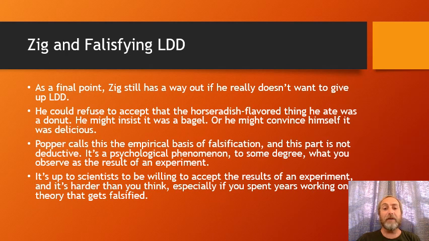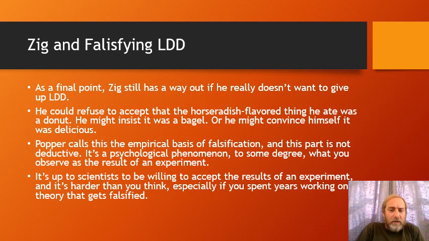Well, maybe not. He might refuse to accept that that horseradish thing was in fact a donut. He may insist it was a bagel, in which case it doesn't satisfy the first part of the law of donut delectability. It's not a donut, and therefore the law doesn't make any prediction about its deliciousness. Or he could talk himself into thinking that it was actually delicious. He could deny that part of it.